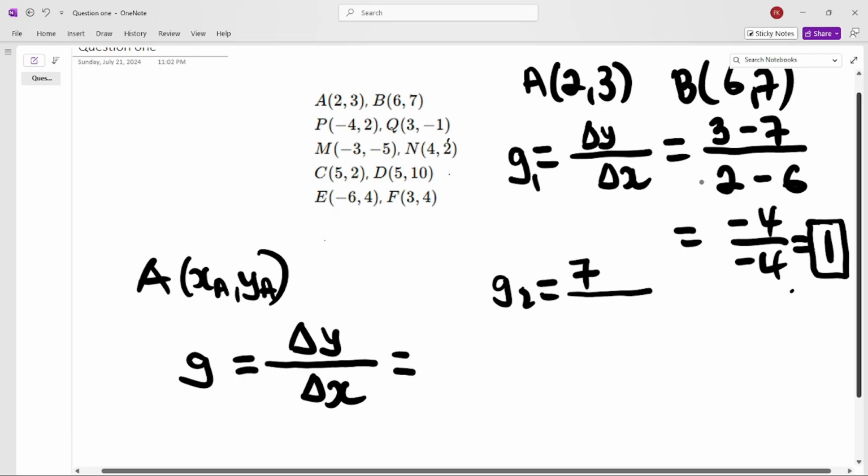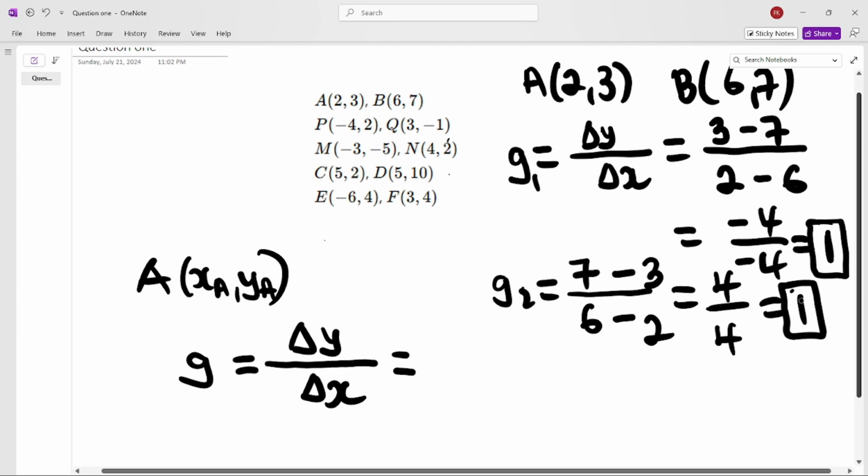So I pick 7 from here minus 3, 3 from the other point, all over. Then I'm going down. If I'm going down, I need to start from here again because I started from the top from here. So 6 minus 2. So the top here will give me 4, and the bottom here will also give me 4, and the answer is 1. Now, what happens if you twist it?